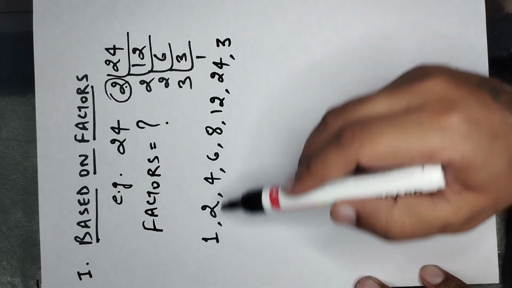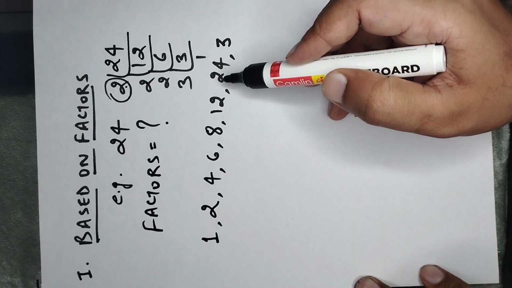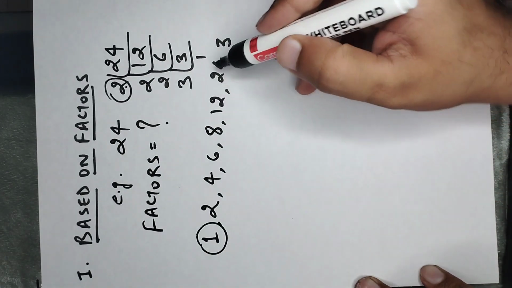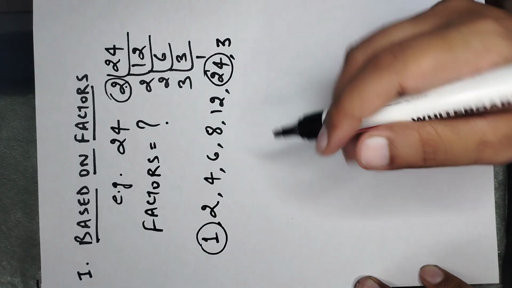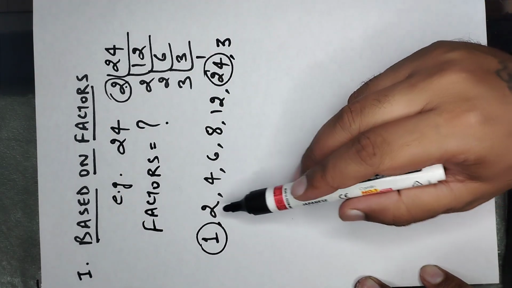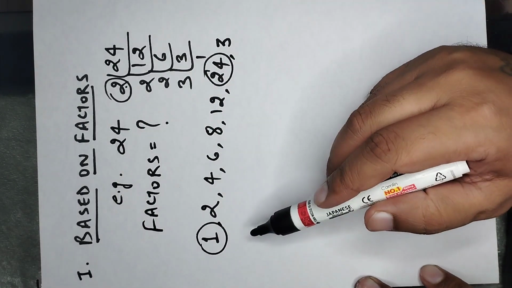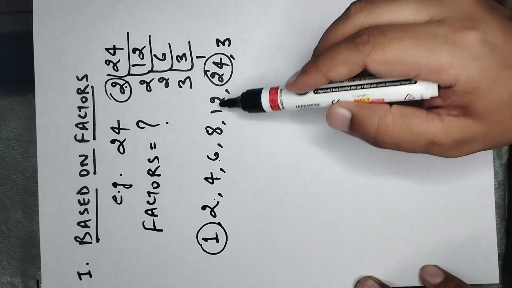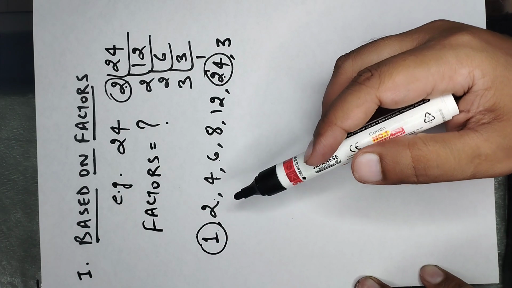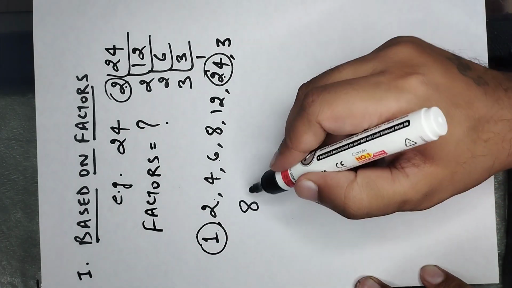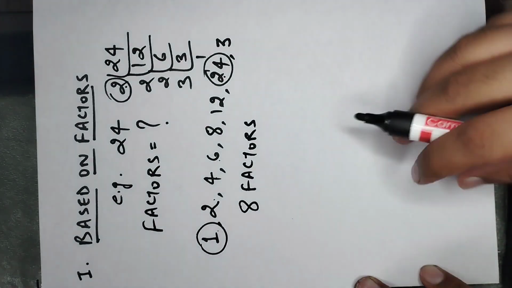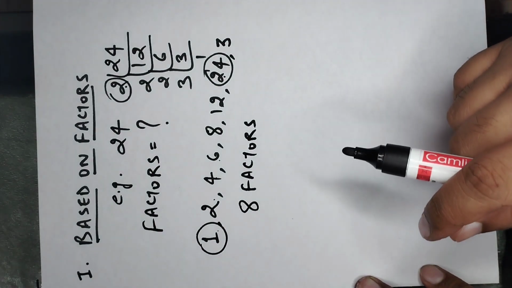Now 1 and the number itself are always factors of any number. The other factors are these remaining factors. So I can say there are a total of 1, 2, 3, 4, 5, 6, 7 and 8 factors. There are a total of 8 factors in 24.